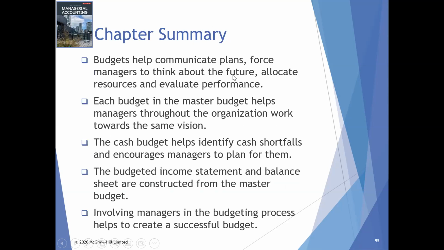So in the chapter summary, we can say at the end what we have learned. Budgets help to communicate plans and force managers to think about the future, allocate resources and evaluate performance as well. Each budget in the master budget helps managers throughout the organization work towards the same vision. The cash budget helps identify cash shortfalls and encourages managers to plan for them. So in future, if there is a shortage of cash, there should be a backup plan and proper planning for the cash.